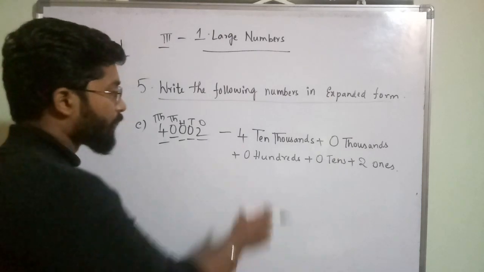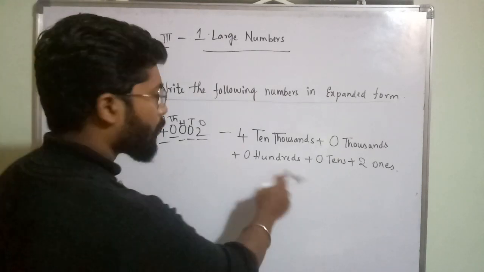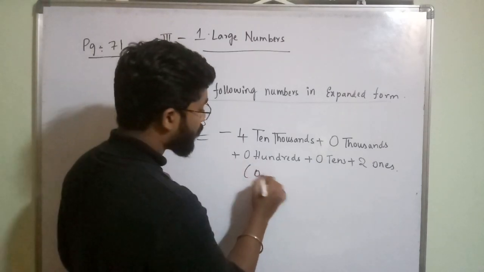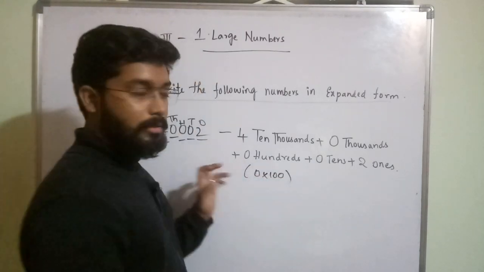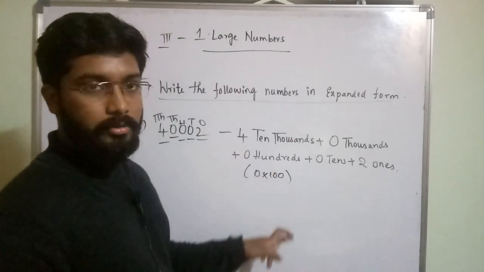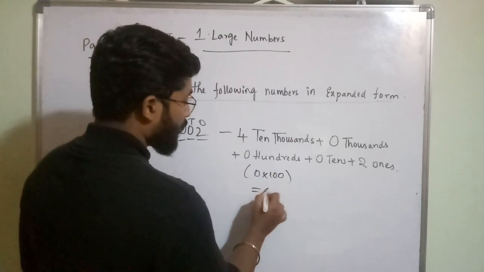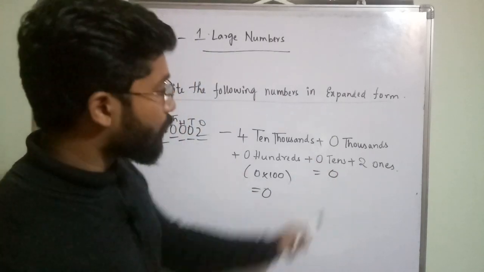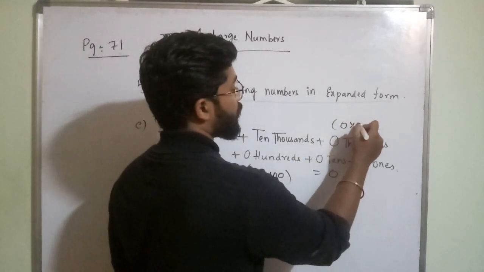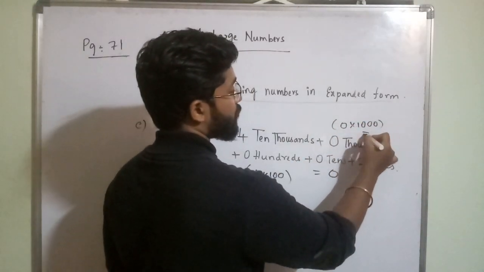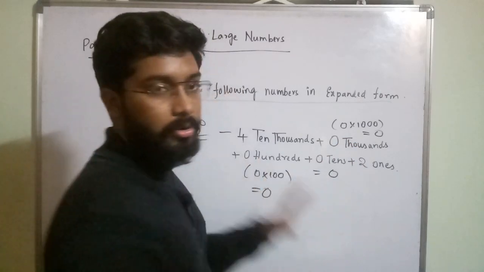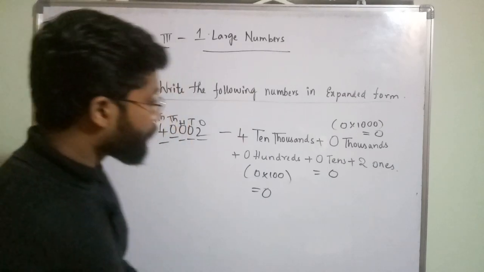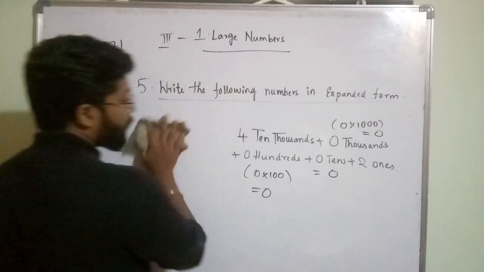2 ones. If you don't write this also, it's no problem. 0 hundreds, 0 thousands, 0 tens. 0 hundreds means 0 into 100, so you will automatically get 0. This is also 0 tens, anything multiplied with 0 you will get 0. 0 thousands means 0 into 1000. This is also 0. If you don't write that also, it's no problem. For your understanding I am writing that. Okay. So this is your fifth bit is completed.